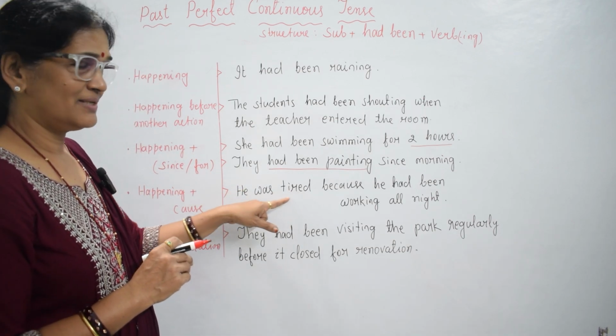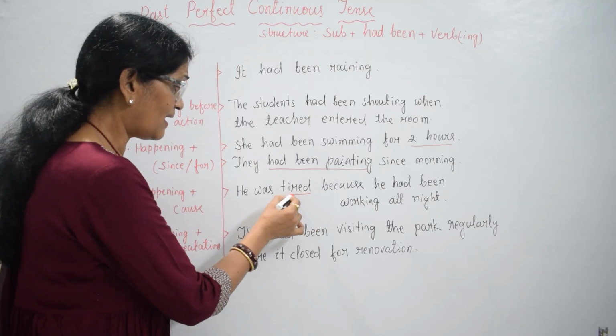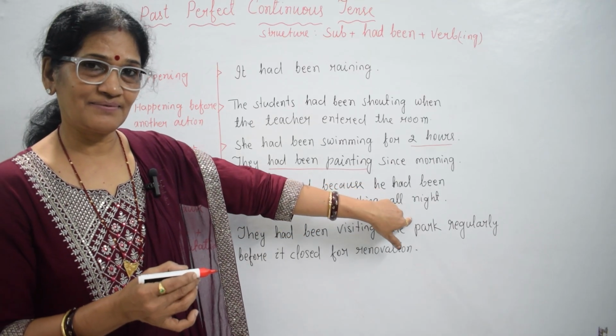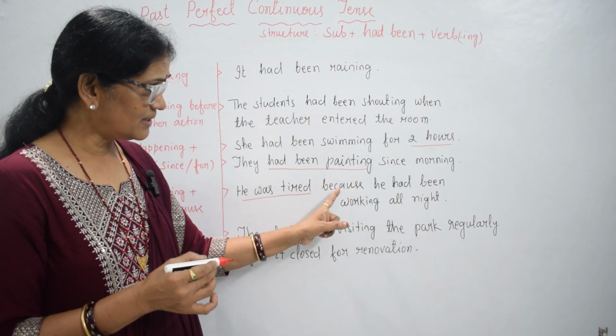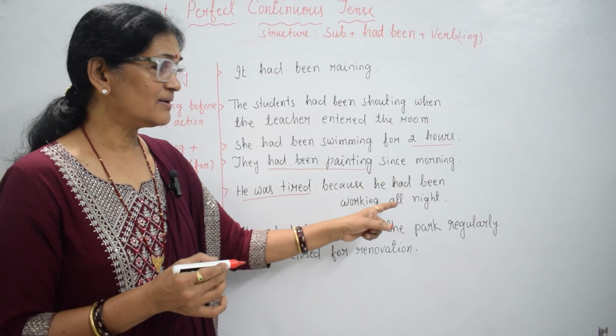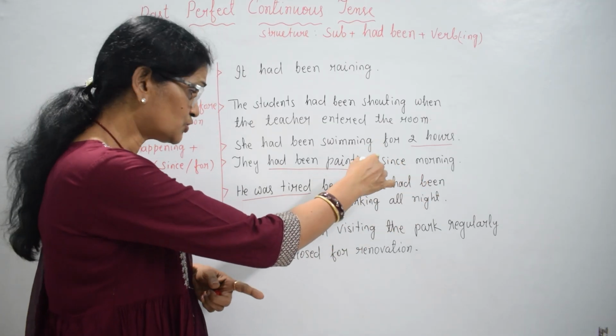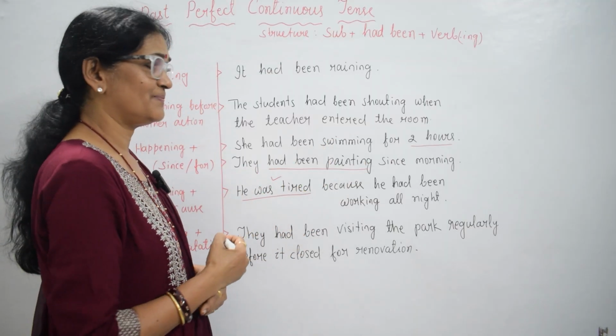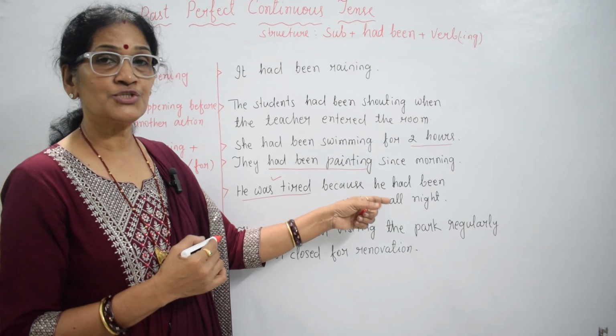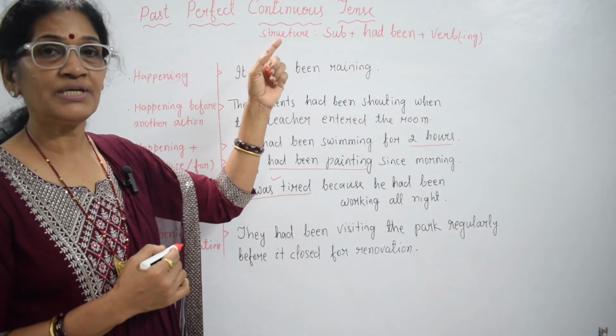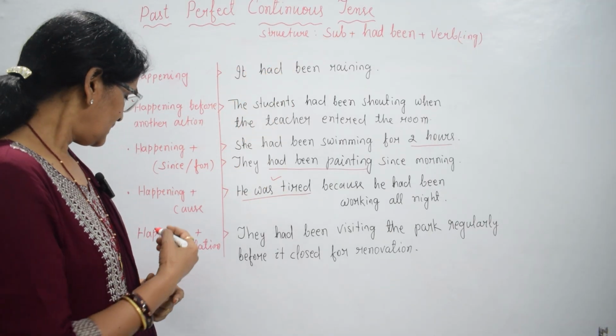He was tired. Okay, it happened because of this reason. The reason is this, because he had been working all night. It was going on. This is the reason. That's why he was tired. Our expression should be in past perfect continuous tense.